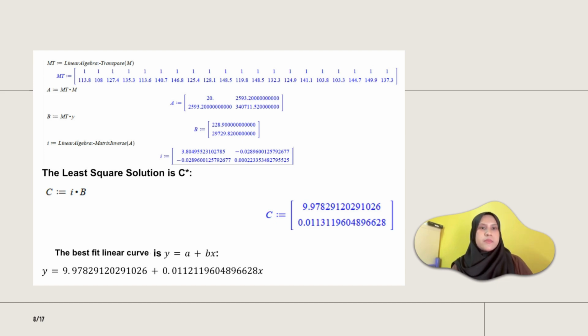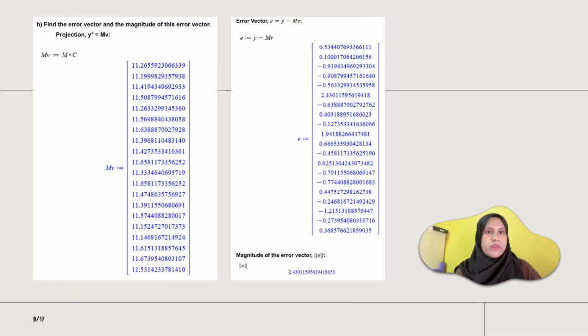By that, we get the best fit linear curve: y equal to 9.9783 plus 0.1121x. Next, to find the error vector and magnitude of the error vector, we use the formula E equal to Y minus MV. First step is to find matrix MV by multiplying matrix M and matrix C, which is the values A and B. Then, subtract MV from matrix Y to find matrix E. Lastly, take the square root of the sum of squares of E to find the magnitude of the error vector.